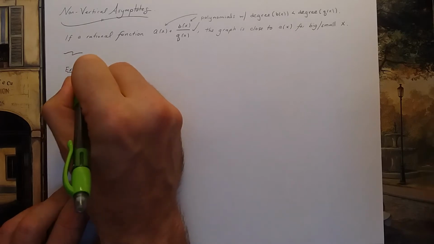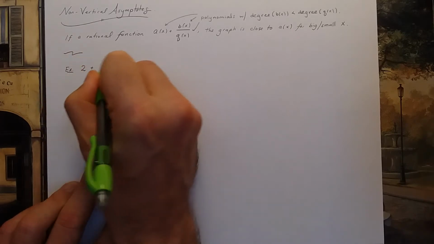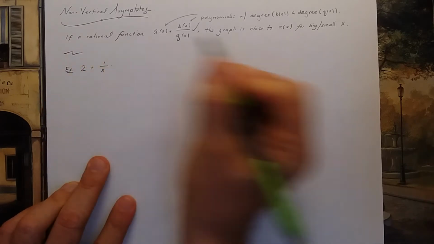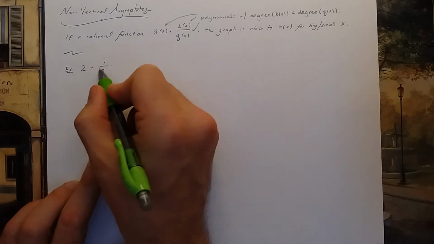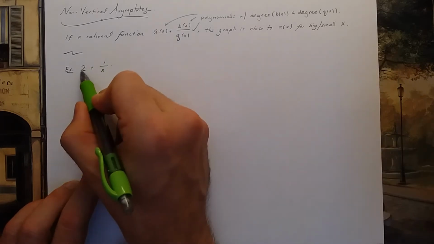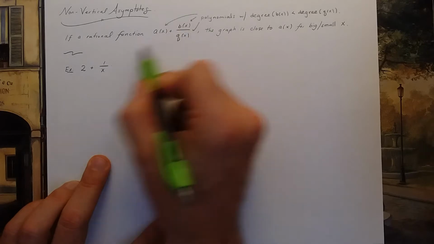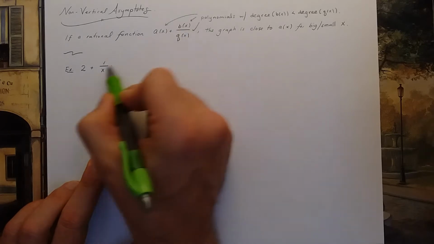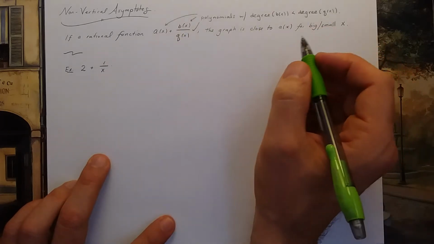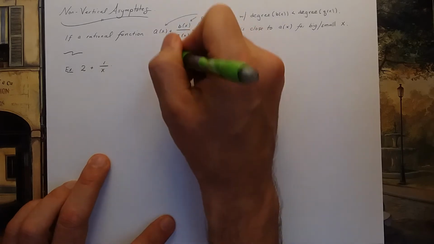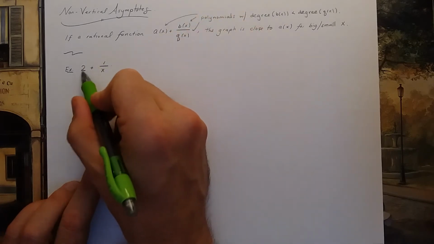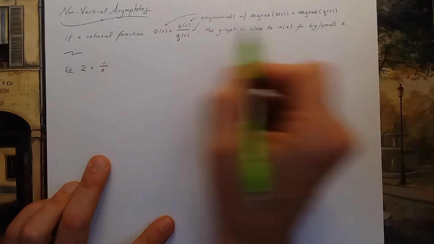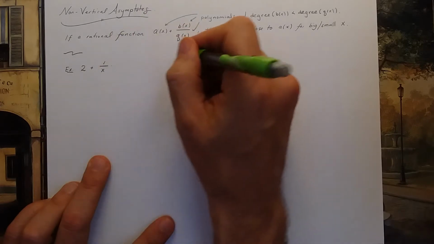How about the function 2 plus 1 over x? So this is the correct form because I'm saying a(x) is equal to 2, b(x) is equal to 1, and q(x) is equal to x. This function has behavior for large and small values of x that's close to 2.